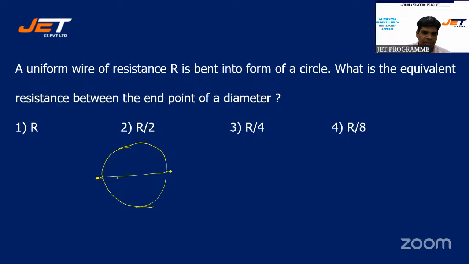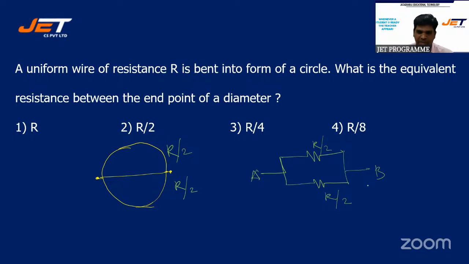Okay, now total resistance is R, right? Complete resistance is R. So semicircle resistance ఎంత ఉంటుంది? R by 2. సో ఇది కూడా R by 2 ఉంటుంది. పైన R by 2, కింద R by 2. దీన్ని స్కీమాటిక్ ఫామ్ లో డ్రా చేస్తే R by 2, R by 2. So there is nothing but parallel between AB. So between AB, I want to find RAB.